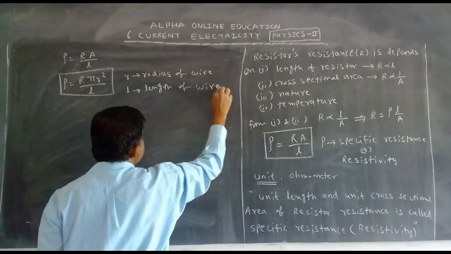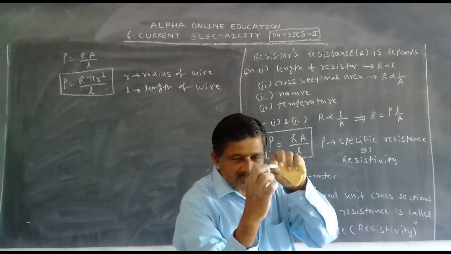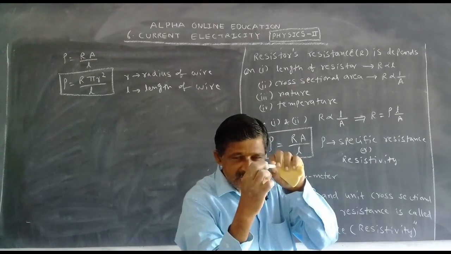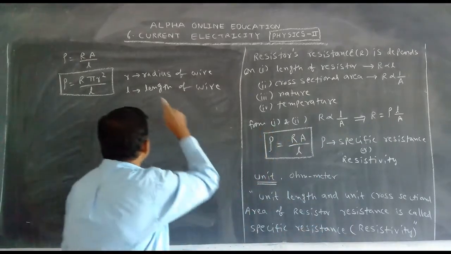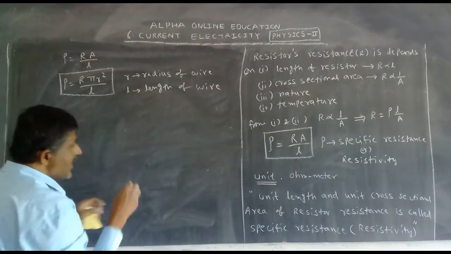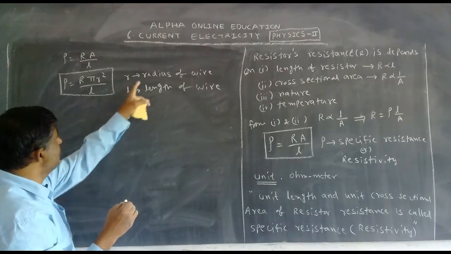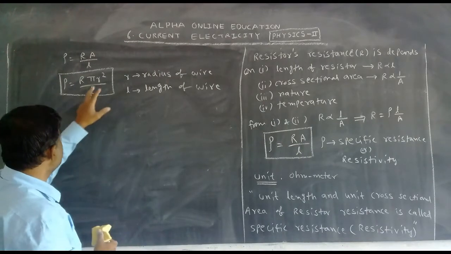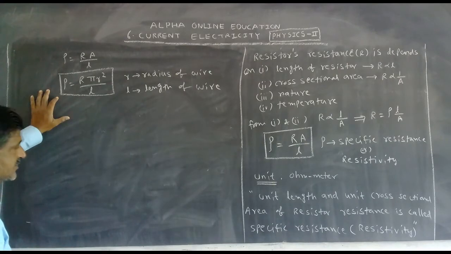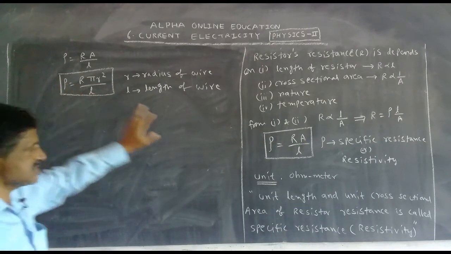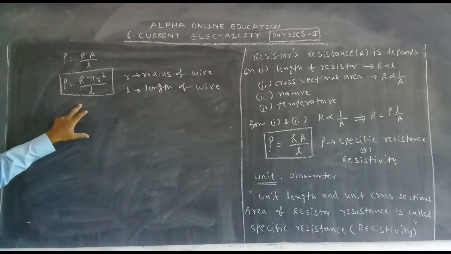Let us take a wire. This is the length, but what about this one? Cross sectional area. What is the area of the circle? Area of the circle is pi r square. You take a wire, the wire cross section looks like which shape? Circular shape. That's why we take the area as pi r square. Now this is the equation for the resistivity of the wire, for a conductor.